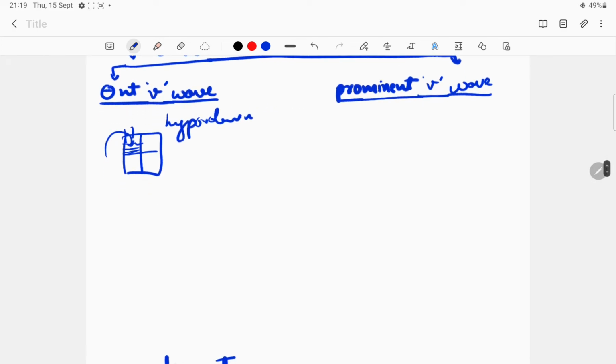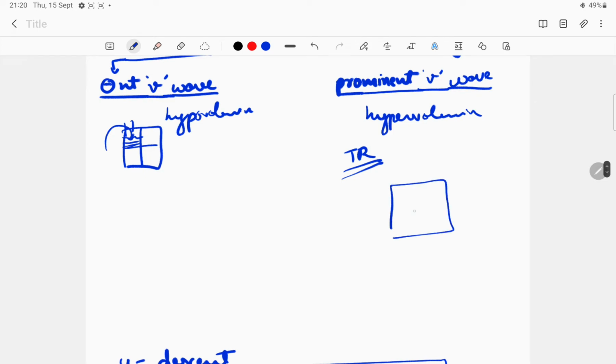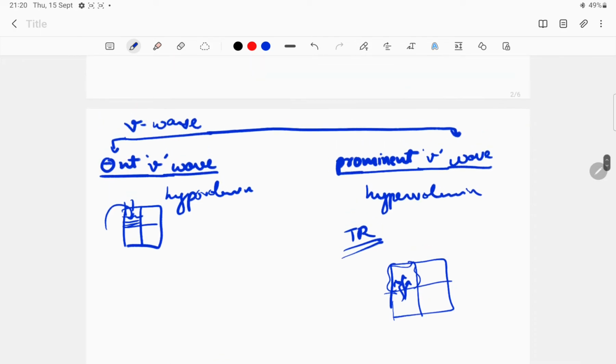So talking about prominent V wave, we can write here hypervolemia. And also the important one is tricuspid regurgitation, because as discussed earlier, in tricuspid regurgitation during the ventricle systole there will be backflow of blood which will add on to the volume, and because of the volume we were getting V wave, and now because we have extra volume here we will get prominent V wave.